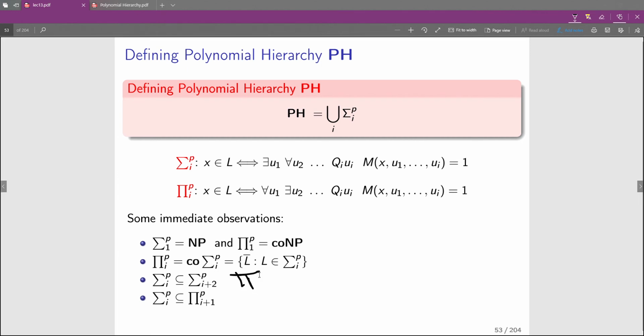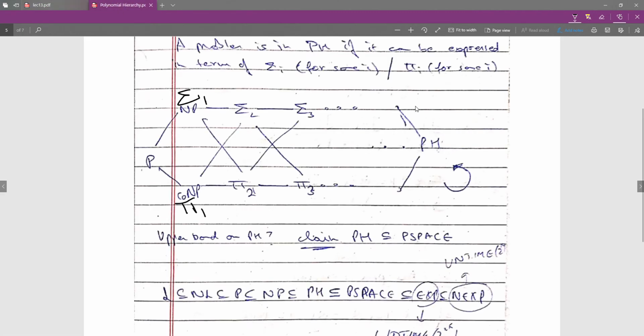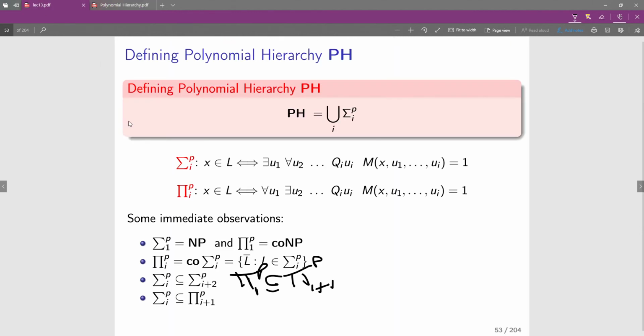Pi_i^P is a subset of pi_{i+1}^P. I don't have a touchpad. Yep. And this also follows the same as we discussed here. From this, it follows directly, right?